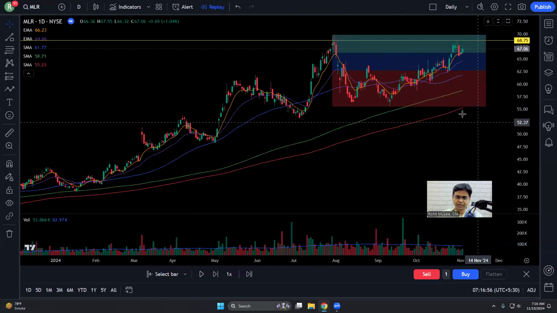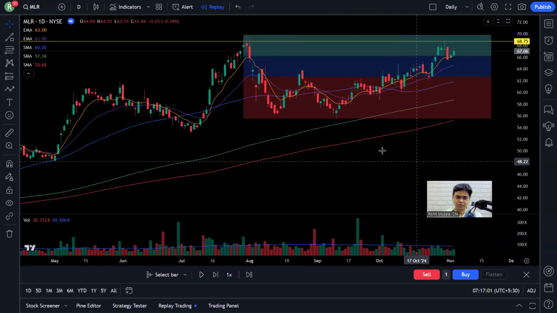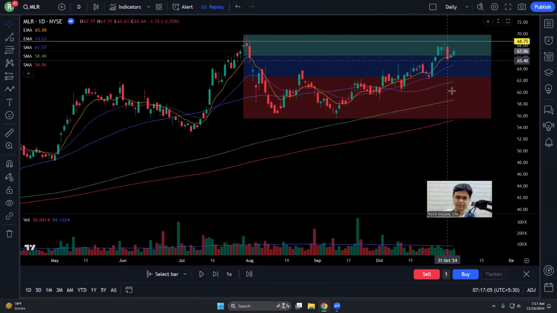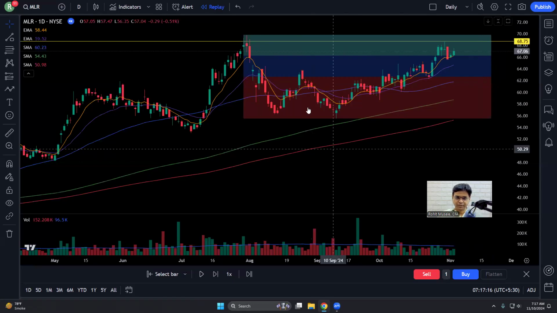But overall, technically, if I have to rate this stock on a scale of 10, I would give it a 7 or 8. Just because it is late stage doesn't mean that we don't buy the stock. We buy, but we manage the position. And this is about technicals.